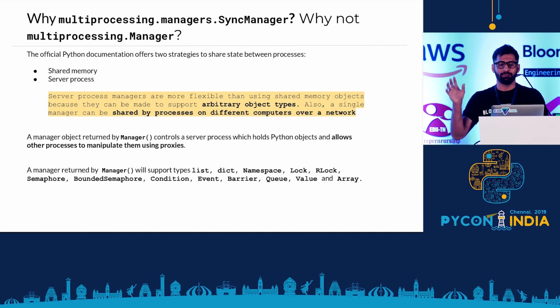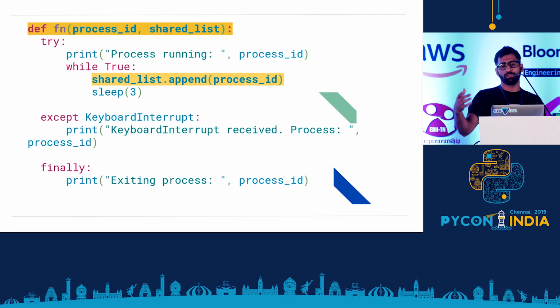This is a quick note on why not just multiprocessing.Manager. Why am I using a SyncManager, right? In either case, it starts a server process so that I can share it over different processes on different computers over a network, which allows me to horizontally scale our aggregation logic, right? It's very difficult to do that otherwise. You can manipulate those shared data structures through proxies.